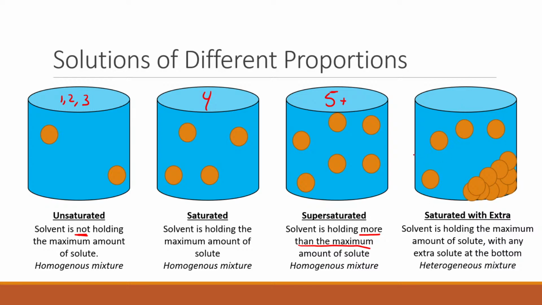And lastly, we have saturated with extra. And that occurs when the maximum amount of solute is being held. Right here we've got 4 dissolved, but we also have some on the bottom. Right, this means that when you're looking at this, you see some of this powder on the bottom of your cup. These four terms, these four words are going to help us differentiate between the different types of solutions that exist.